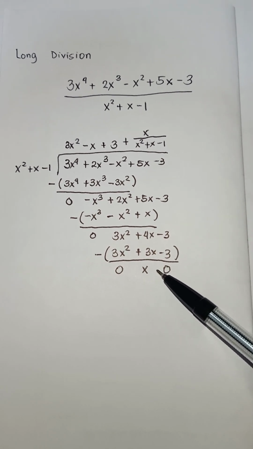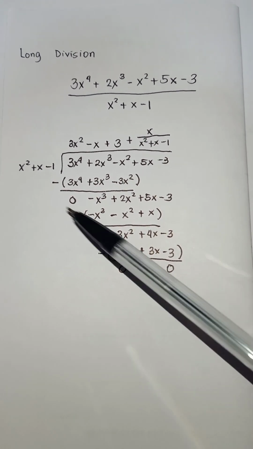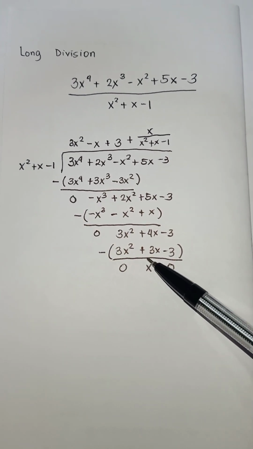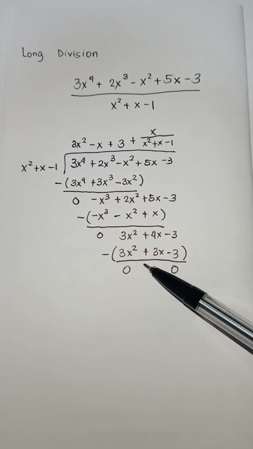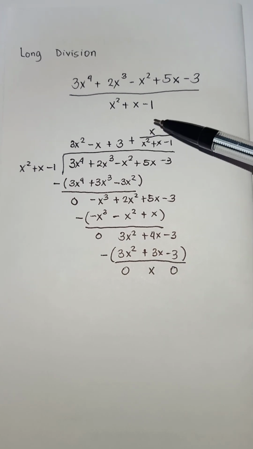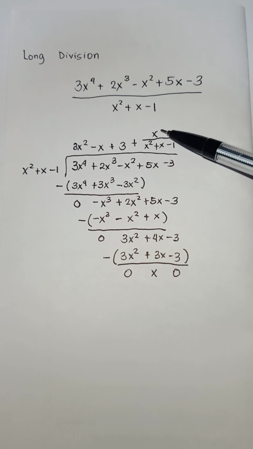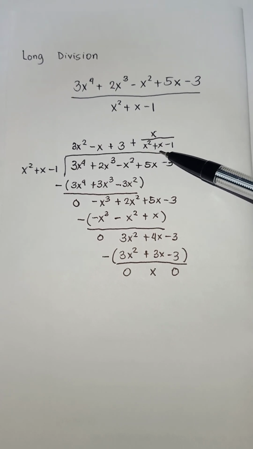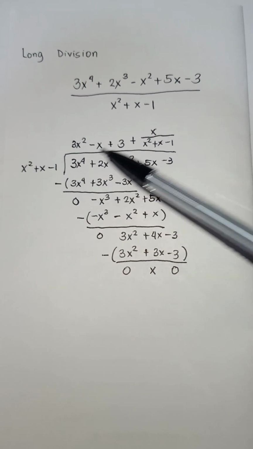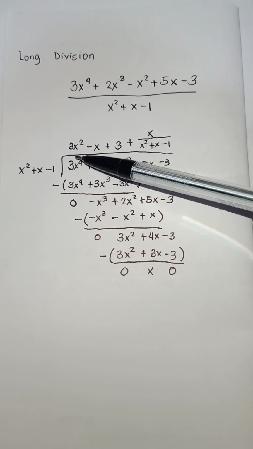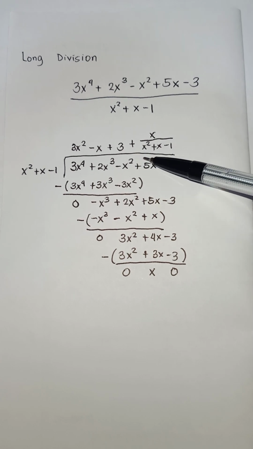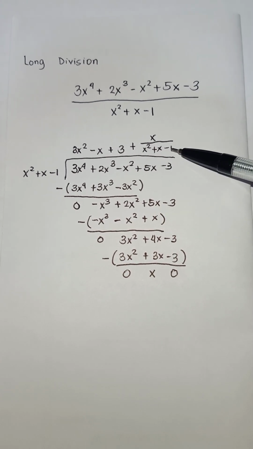So here, x can no longer be divided by x squared because the exponent of x is less than the exponent of x squared. So now this becomes our remainder. It goes up here, so plus the remainder x divided by x squared plus x minus 1, which is this one. Okay, so the quotient will be 3x squared minus x plus 3 plus x over x squared plus x minus 1.